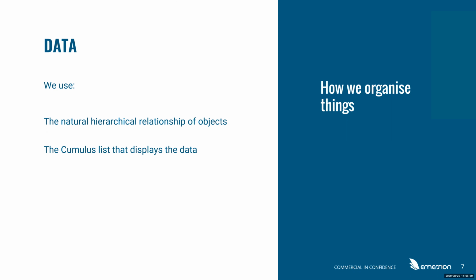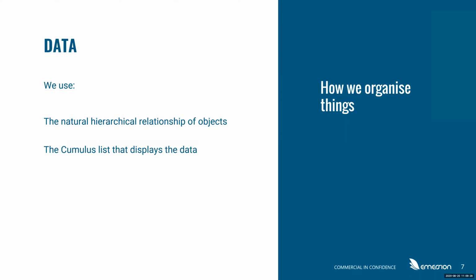So, how we organise data. There are two things that we really use when we're deciding where some data needs to go. We in Emersion try to think about the natural hierarchical object, the relationship between the objects that we're talking about, and I'll give you an example of that. And then to actually display the information, we use what we call the Cumulus list.